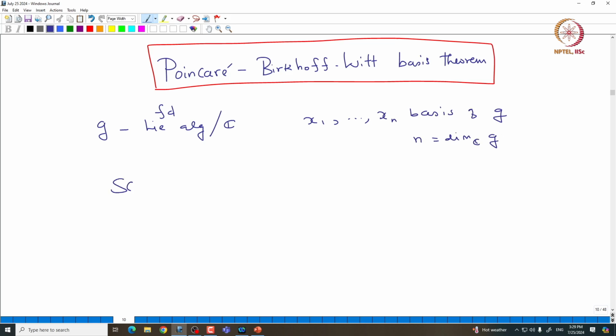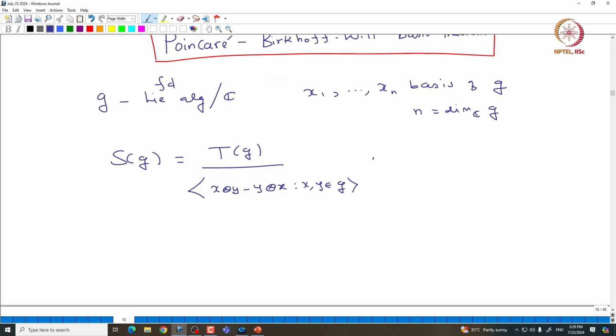Okay. So, we can take the symmetric algebra, which by definition is: you take TG and then go modulo the two sided ideal generated by x tensor y minus y tensor x, where x and y come from G. Then we have already seen that this is naturally isomorphic to the polynomial algebra generated by these variables x1 through xn. Here in this polynomial algebra we assume that the x's commute. This is a commutative C algebra.